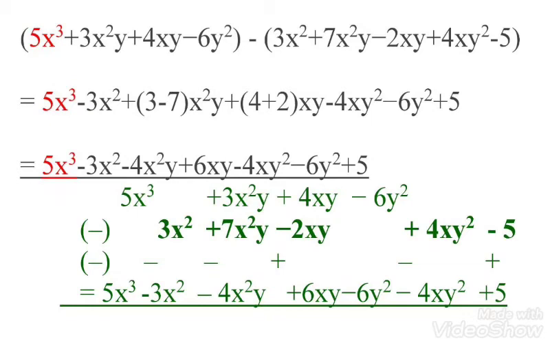5x cube plus 3x square y plus 4xy minus 6y square minus, now the second expression is 3x square plus 7x square y minus 2xy plus 4xy square minus 5. You see, what do we do? 5x cube is an unlike term of the first expression. Now in the second expression 3x square is different. It is an unlike term. We will not make any change in these two.